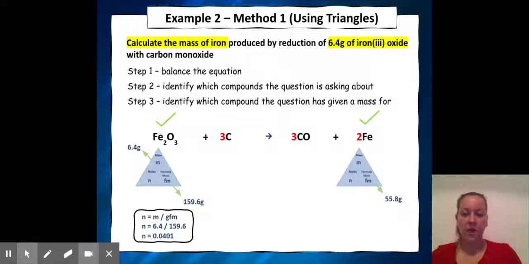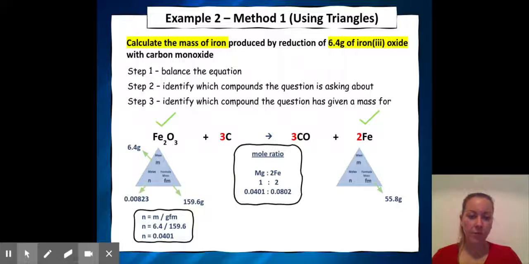So, let's work out our number of moles. We have number of moles equals mass divided by GFM. Our mass of iron oxide is 6.4 and the GFM is 159.6. That gives us a total number of moles of 0.0401. Now this time we don't have a 1-to-1 mole ratio, we have a 1-to-2. That means whatever the number of moles we've calculated on the left, we have to double. So 1 iron oxide to 2 irons is 1-to-2 mole ratio.